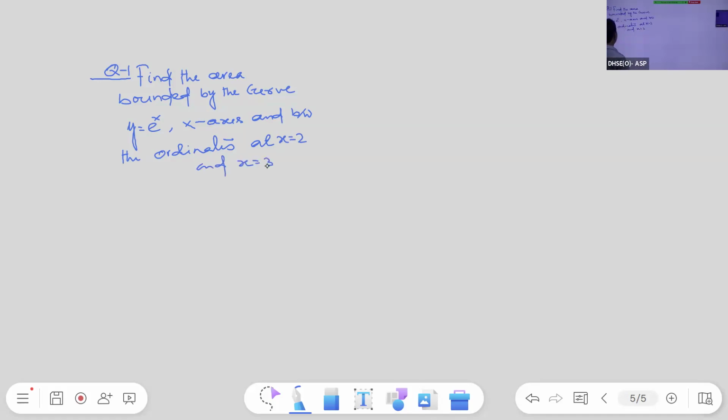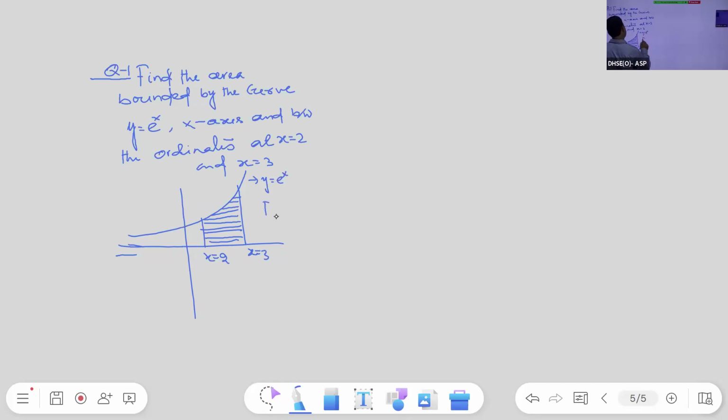Okay. So to find the area, you have to remember the graph of the standard curves. You know, e power x is a strictly increasing function. Structure of e power x is like this. So there is an ordinate at x is equal to 2, another ordinate at x is equal to 3. So we have to find this area. The curve is above x-axis.